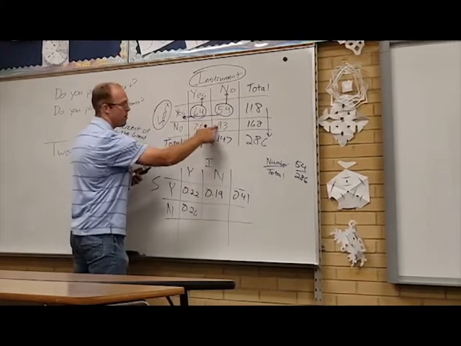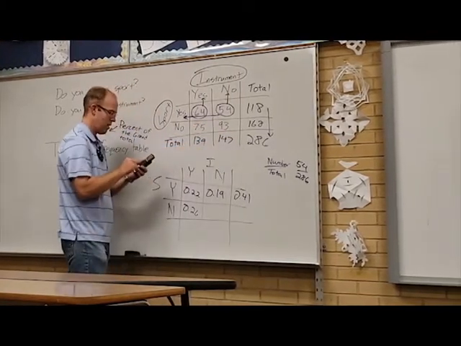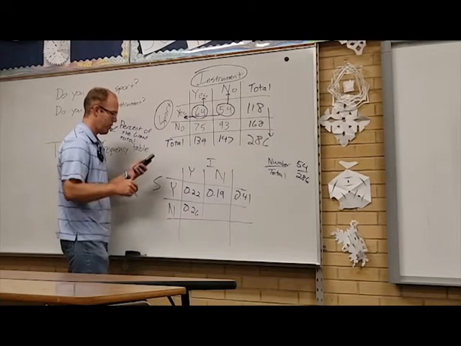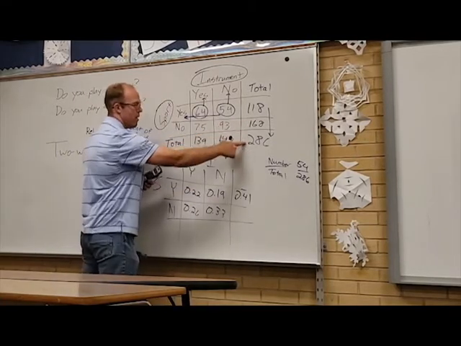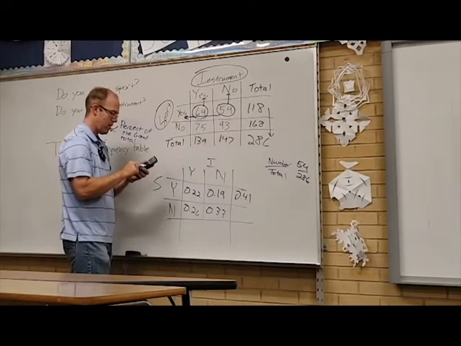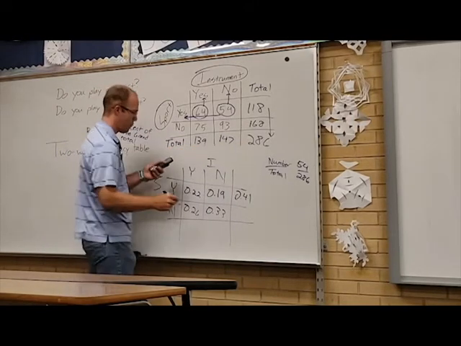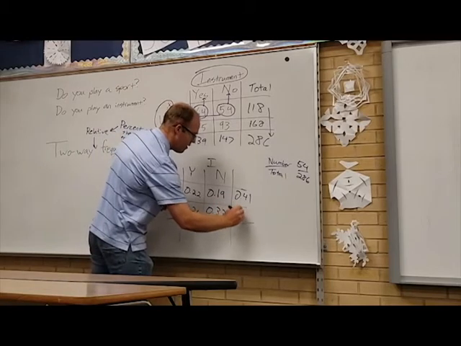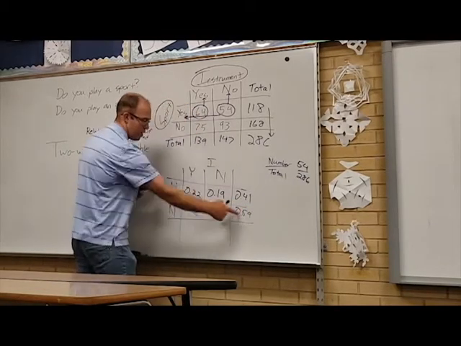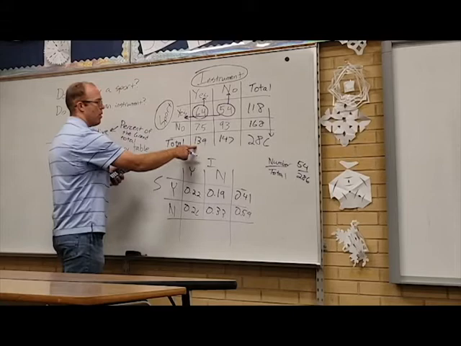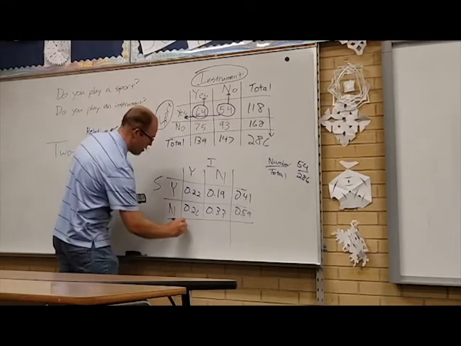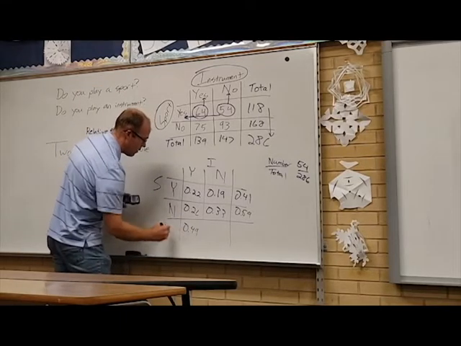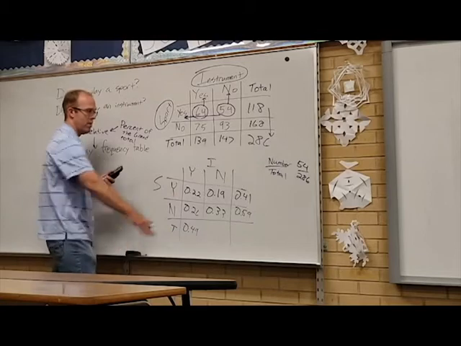Next, we'll have 93 divided by 286. That's 0.33. 168 divided by 286 gives us 0.59. And again, double checking, those add up to 0.59. 139 divided by 286 is 0.49. So these are the totals, our marginal frequencies.